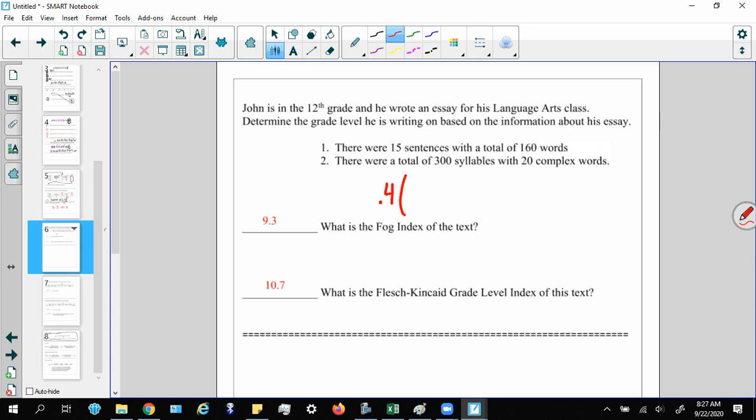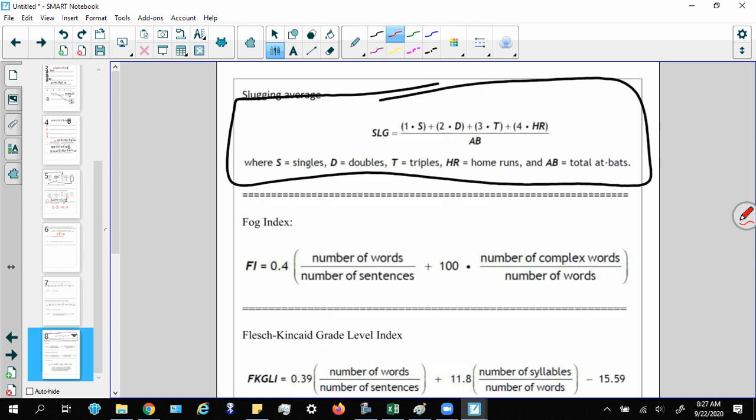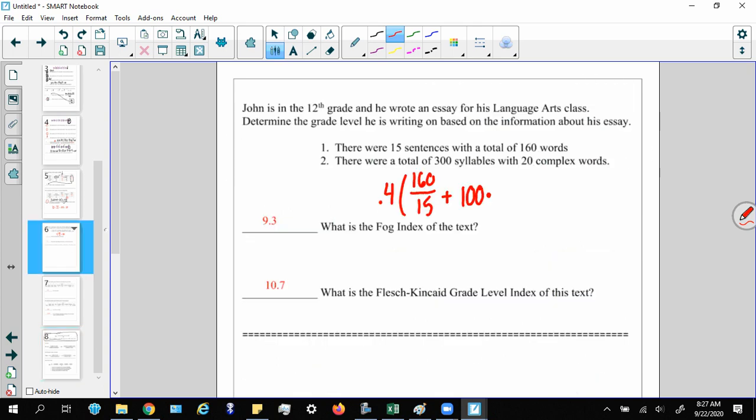0.4, the number of words, 160, over the number of sentences, which is 15, plus 100 times, I forgot the last part here, the number of complex words. So the number of complex words is 20 over the number of total words, which is 160. Plug it into the calculator. There you go.